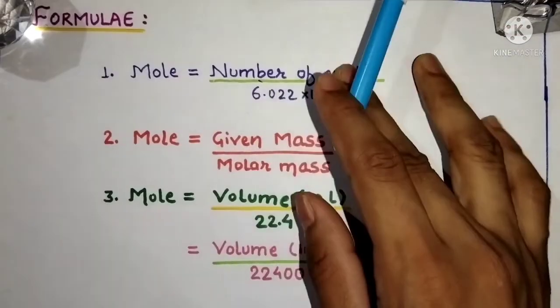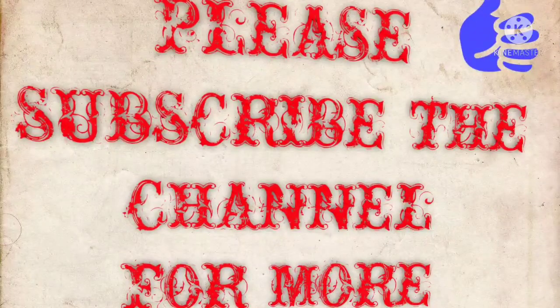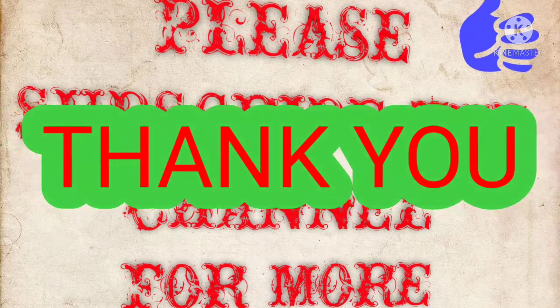As a summary, just remember these three formulas: whenever mole is asked, mole is always equal to number of entities by this number, given mass by molar mass, and volume by this number.